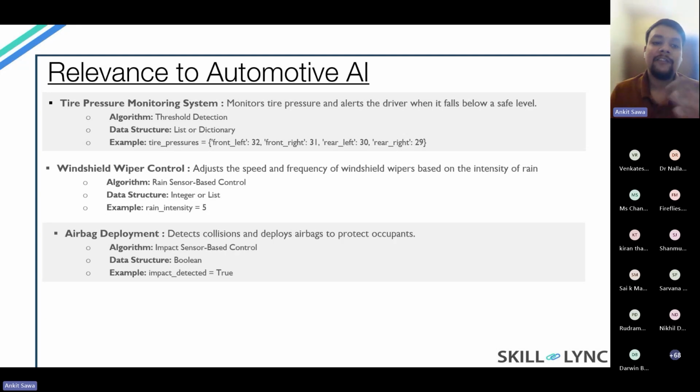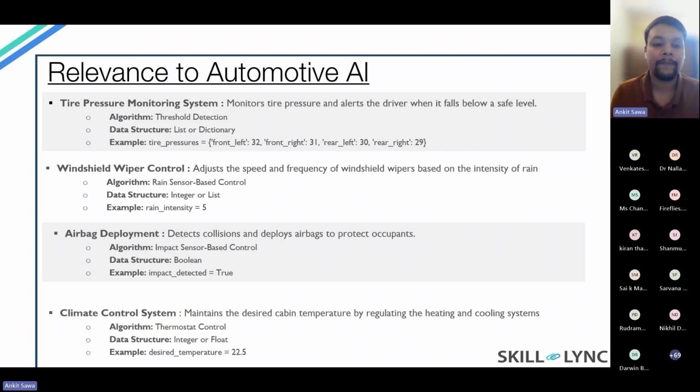Airbag deployment is the most common thing we keep talking about nowadays because of road safety. It detects collisions and deploys the airbag to protect the occupants. Here again, the algorithm is the impact sensor-based control, and the data can be as simple as true or false, whether you are detecting an impact or not.